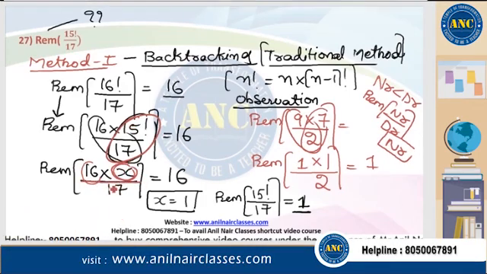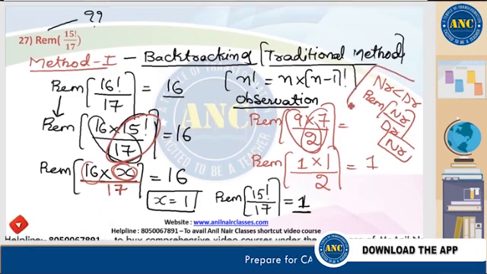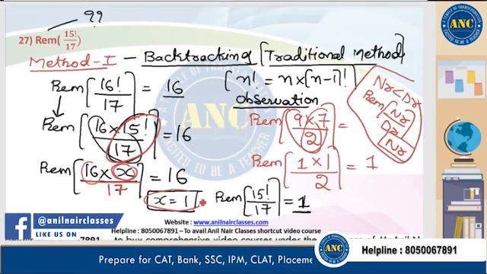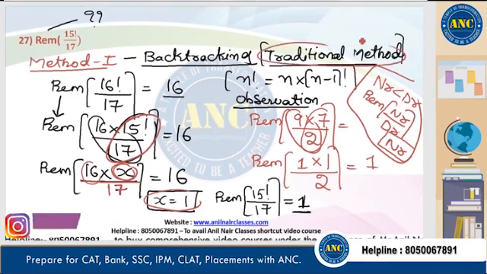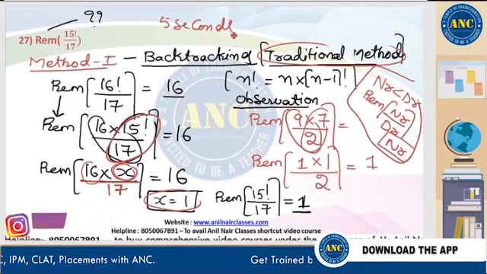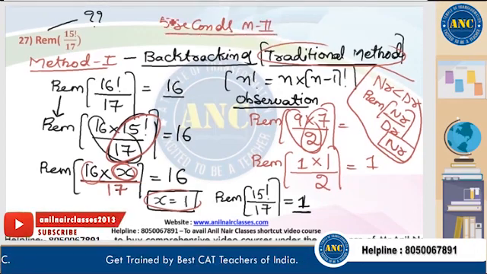When divided by denominator, as long as the numerator is less than the denominator, remainder will always be the numerator. X is 1. No need to do it. This is a traditional method. Then I will tell a 5 seconds approach in method 2, which is a direct conclusion.